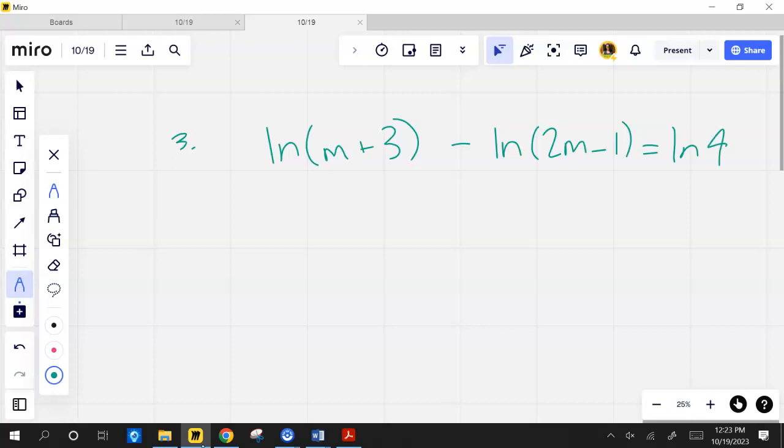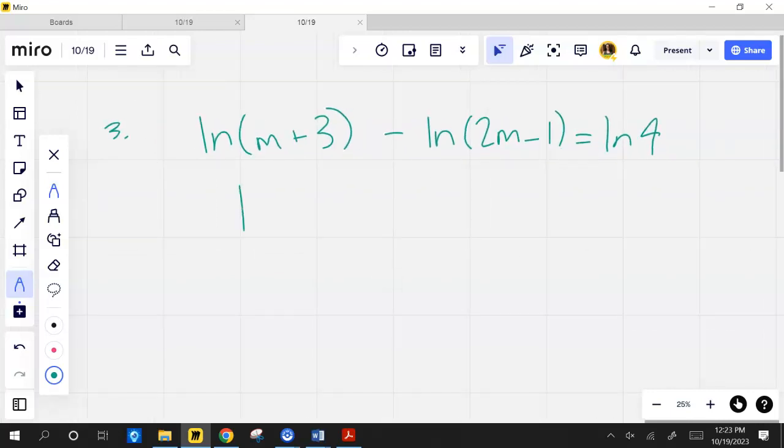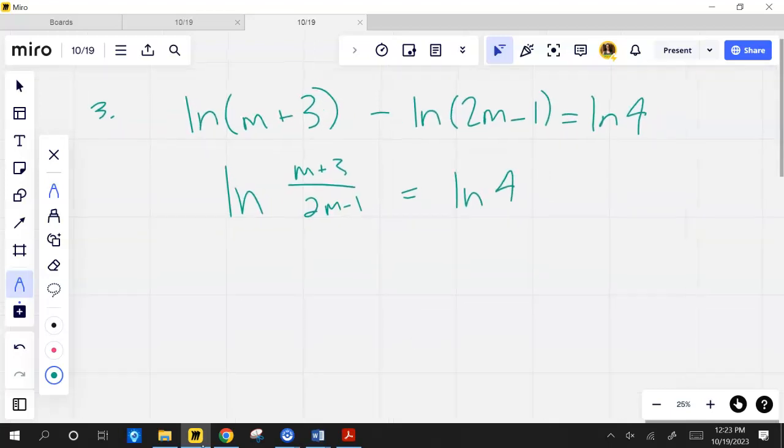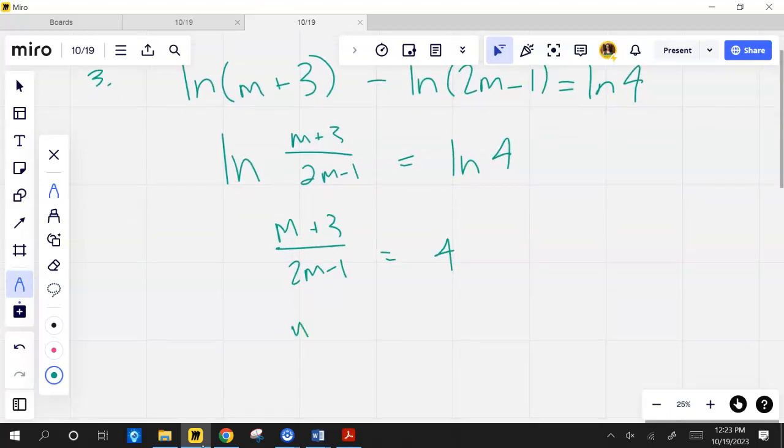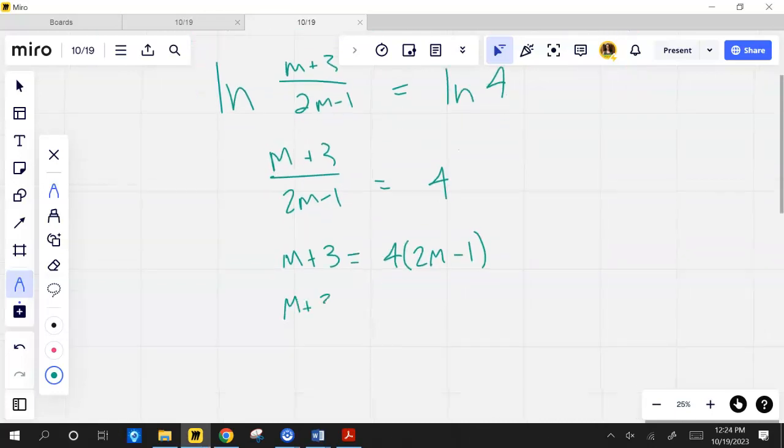I'm gonna condense first, and then I'll move into solving, right? I'm gonna divide, and then I can drop the logs off since they're both the same on either side. Multiply both sides by 2m minus 1. And I get m plus 3 equals 8m minus 4. I'm going to move this one over and this one over. So 7 equals 7m. What does m equal? 1.